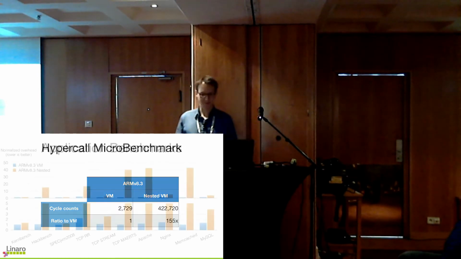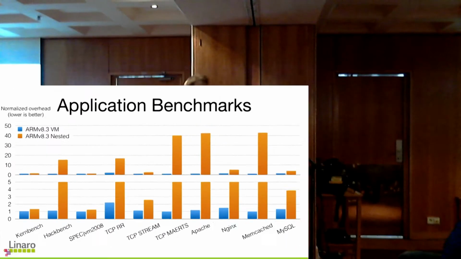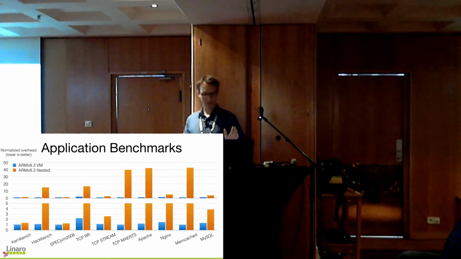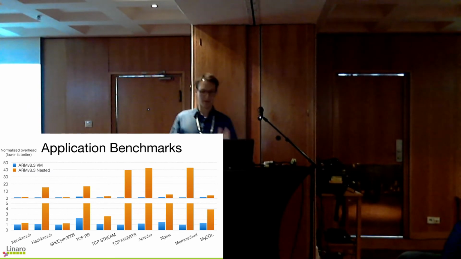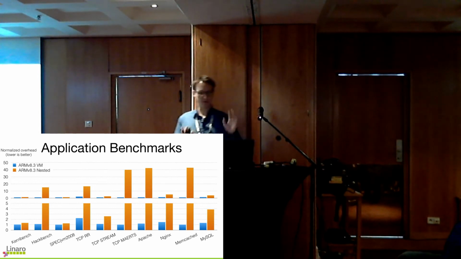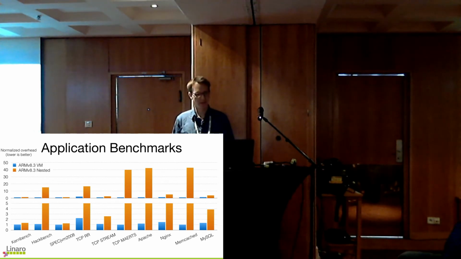Why is it so slow? Just briefly, this is just a primer. I'm going to go into application level workloads in more detail later. But the blue bars here are normal VM performance, and the orange ones are nested performance. So it's pretty horrible, more than 40x. So let's try to figure out why it's so bad.